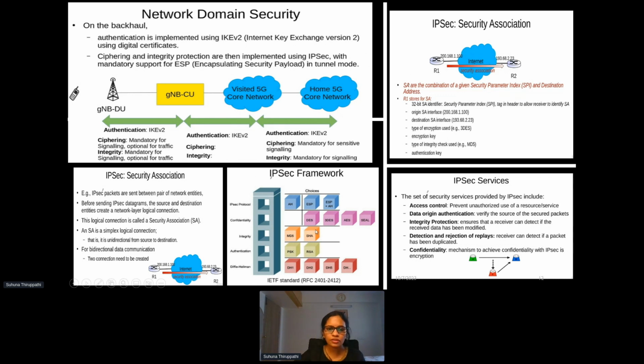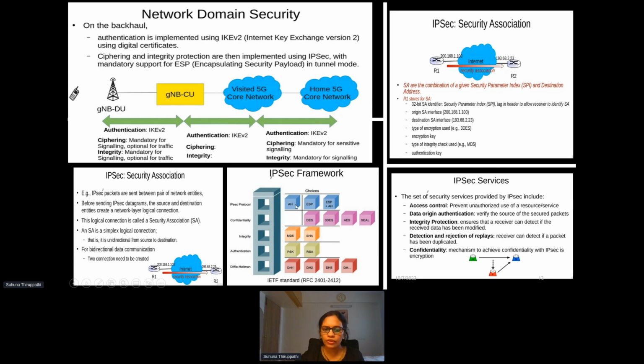So let us look at the IKE framework. Diffie-Hellman DH1 is being used, and for authentication it can be PSK or RSA. For integrity, the MD5 algorithm or SHA algorithms are being used, and for confidentiality, the sender and receiver can select any of these options.